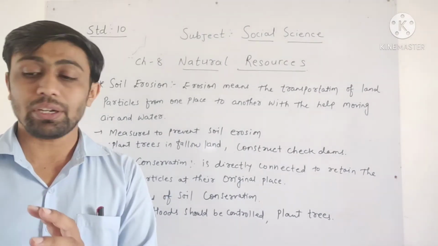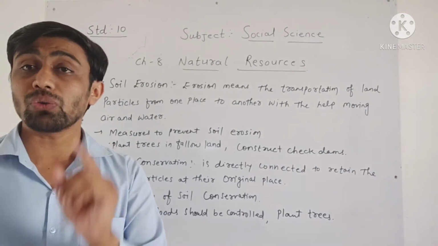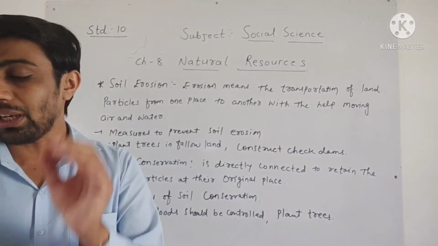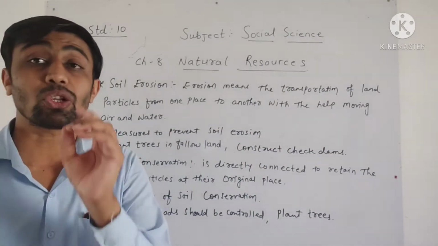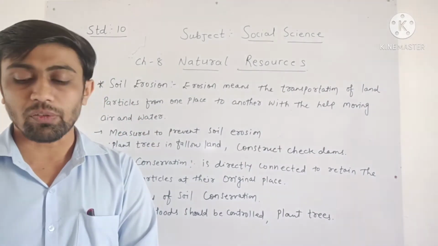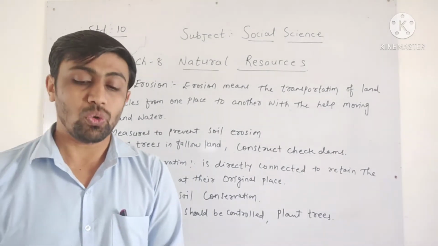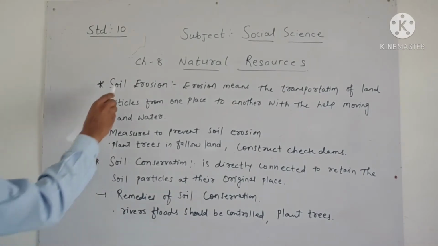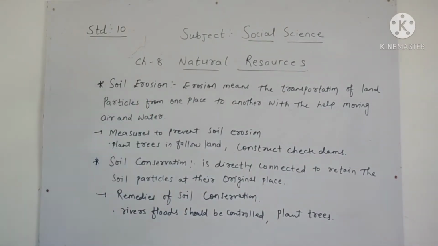And out of that, dear children, you remember about the black soil. Black soil is also known as regur soil, and it is also known as cotton soil. Don't confuse it. Now dear children, today we have to learn about the soil erosion.